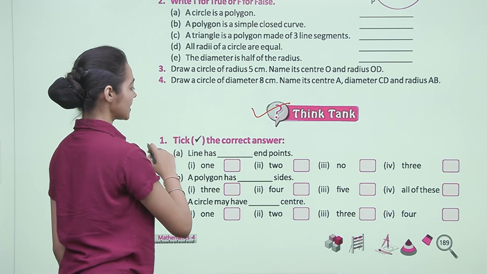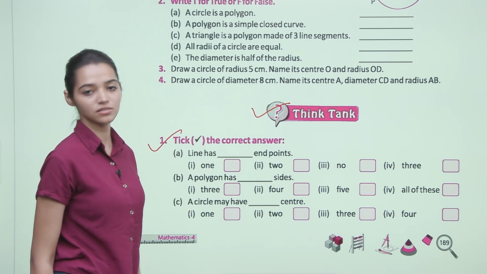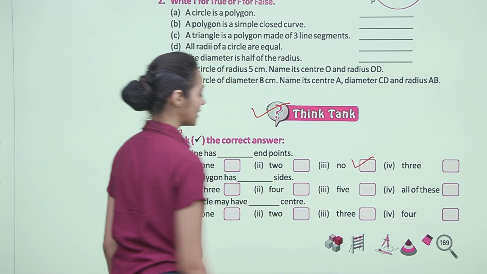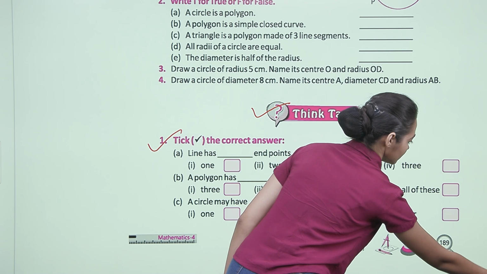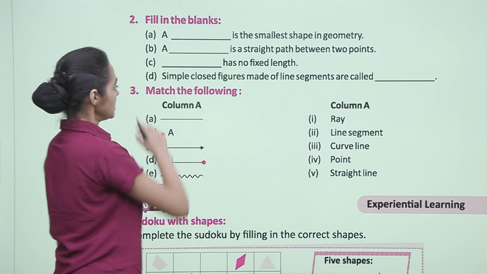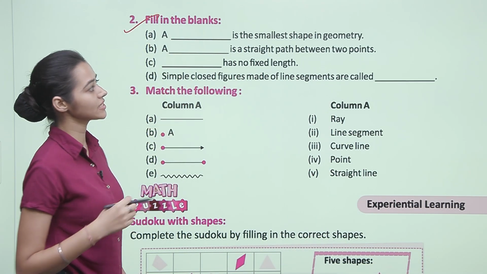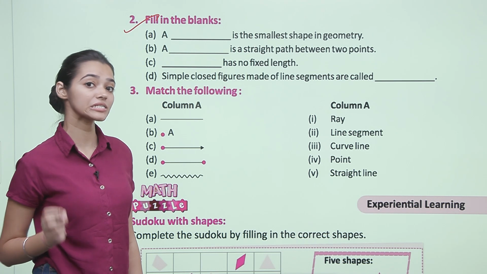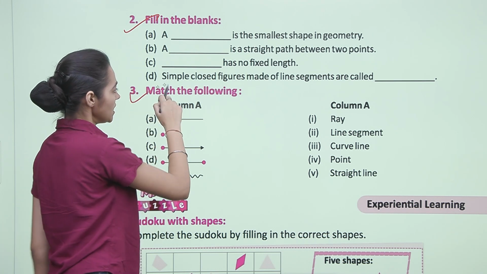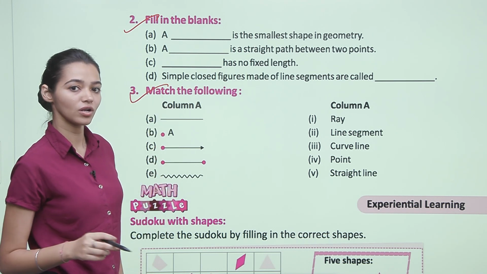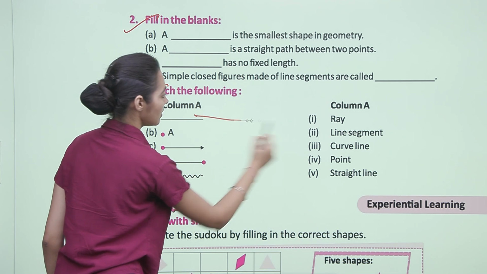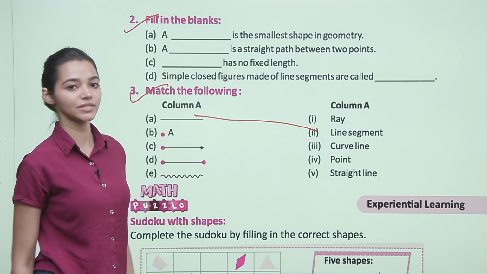Now let's look at the think tank. In the first one, a line has no end points. In the next one, a dot is the smallest shape in geometry. A point is the smallest shape in geometry. In the next one, we have to match column A with column B. So this one is a line segment. That's how you can complete the remaining part.